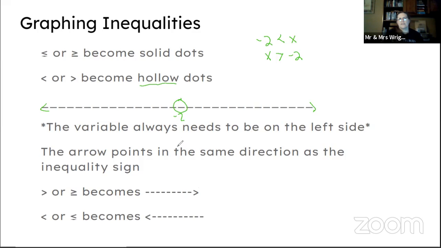I drew it big so you could see. Now, which way is my arrow pointing? My arrow is going to be pointing to the right, since that's the way that my inequality is pointing. So I've got right here an arrow pointing to the right. Now we can verify this. Let's pick a number that's going to be over on this side. Let's choose 0. Is 0 greater than -2? Well, it is, so it works out. I'm done.